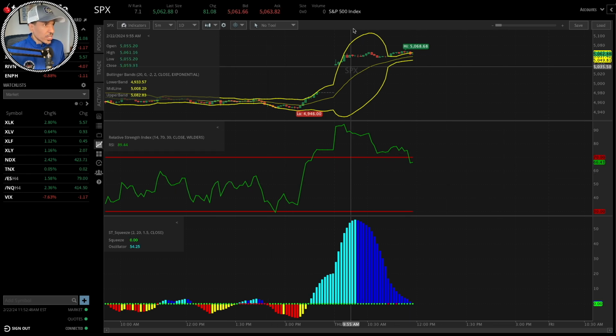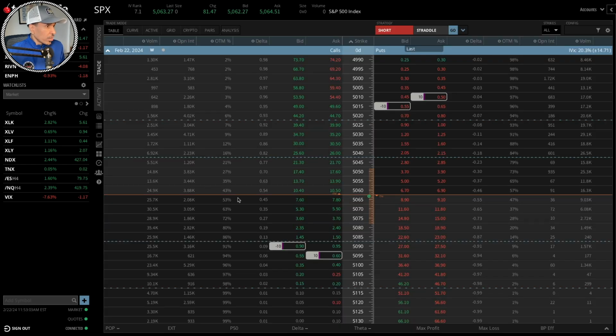So I want to walk you through this trade that I recently got into. Today is February the 22nd, and it's approximately 11:52 a.m. Eastern Standard Time. I got into this trade on the SPX, which is what I primarily trade, the SPX 0 DTE.